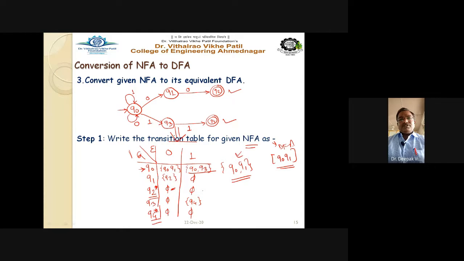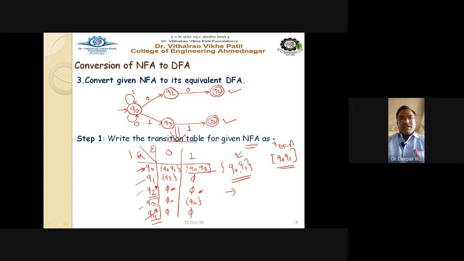These are the transitions; where there is no transition, we mark it with phi. So from the transition table, what do we have to find here? We have to find out the new states. In the resultant DFA, Q0, Q1, Q2, Q3, Q4 will be there as they are. There is no question. They will be there as they are.